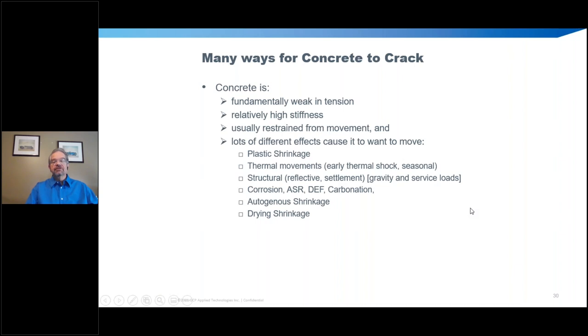There's many ways for concrete to crack because it's weak in tension and it's basically a high stiffness material, but it's usually restrained from movement. So there's lots of different things that can cause it to crack and cause it to move. And some of those things are plastic shrinkage, thermal movements, structural issues like reflective cracking or settlement cracking, there's gravity and other things, corrosion, ASR, delayed ettringite formation, carbonation. There's autogenous shrinkage and there's drying shrinkage.